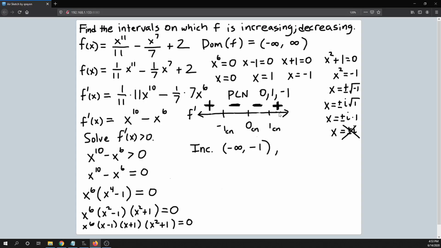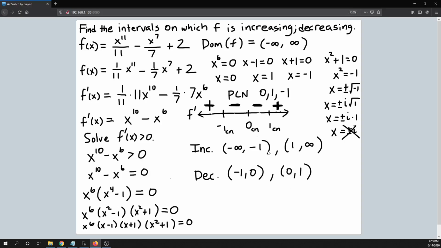All right, so over here is another interval. It's a plus on this interval, so that would be from 1 to infinity on that piece. Okay. All right, and then decreasing. All right, so this interval here between negative 1 and 0. And this interval over here from 0 to 1.